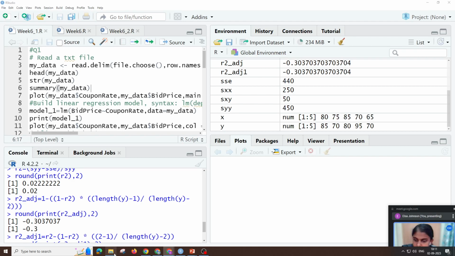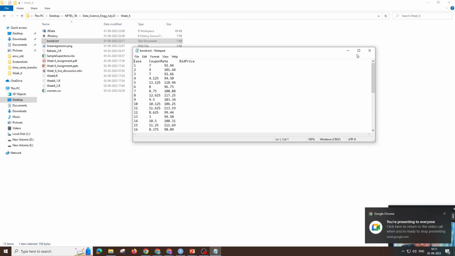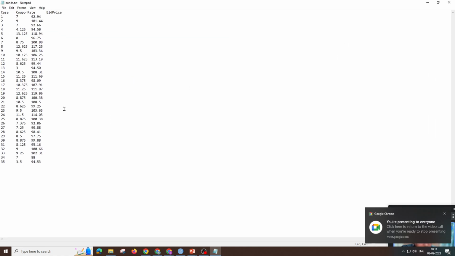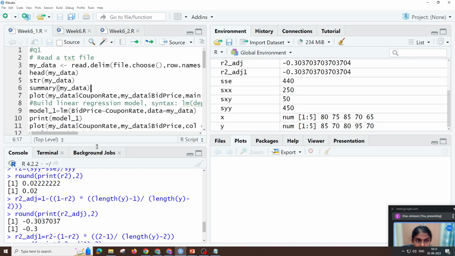So here we have a data set bonds.txt. I think the data set is visible. This is the data set that you are given. There are 35 observations. For these 35 observations it's difficult to calculate x minus x bar, y minus y bar, all the different things, for all these observations. So instead of that we will use R Studio. Okay, so this is the first one, my data.